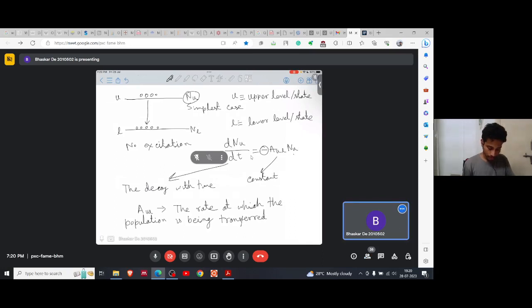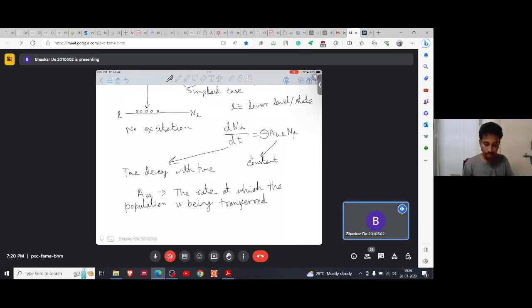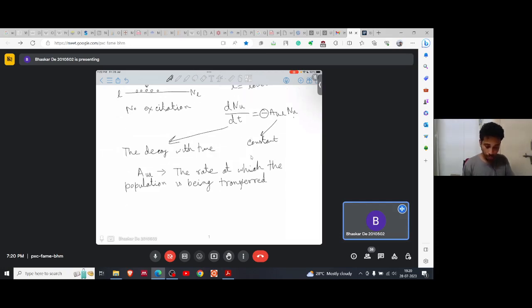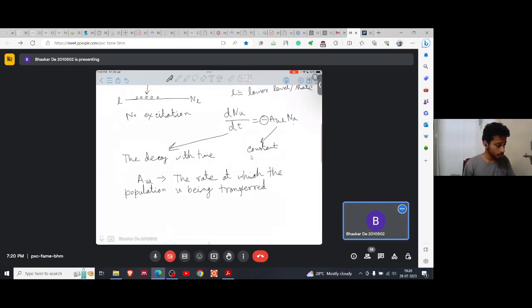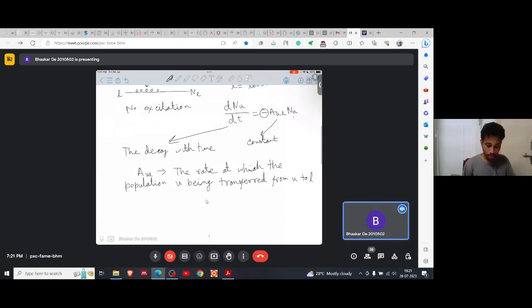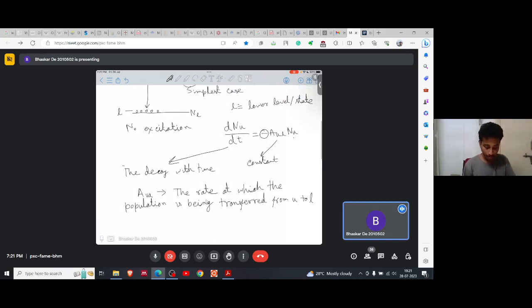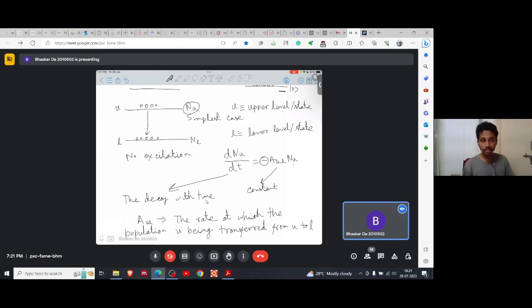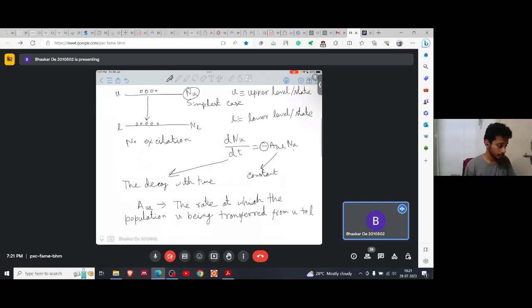So here this is the differential equation dNu/dt equals minus Aul Nu. The proportionality constant Aul is the rate at which the population is being transferred from U to L. This process is totally based on the population density of the upper level. So the more excited the system is, the faster the decay, or the higher the decay rate.